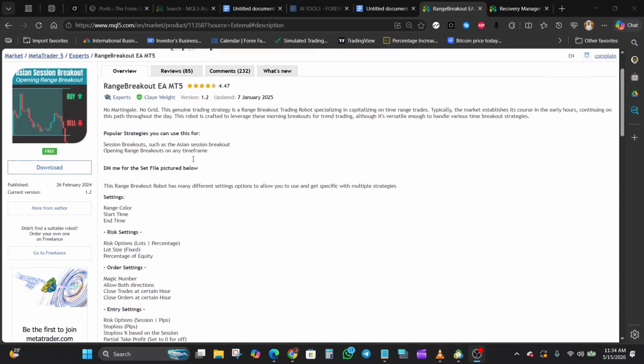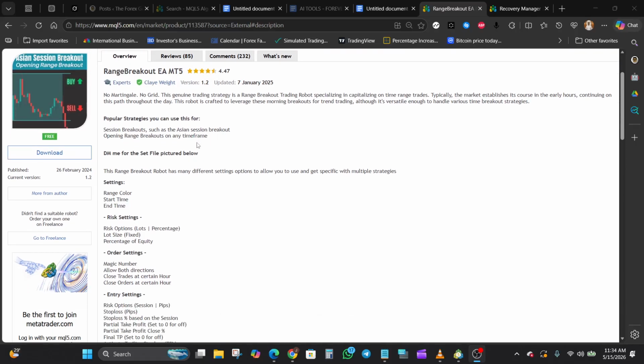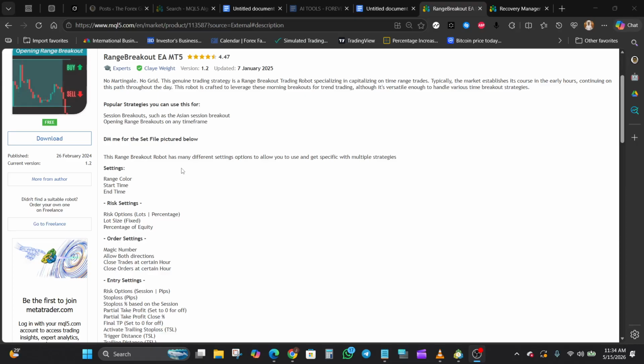All right, so scrolling through the description, what stands out immediately is the focus on session-based trading logic, especially things like the Asian session breakouts and opening range breakouts. So the idea here is not random entries, but rather reacting to structured time-based ranges.